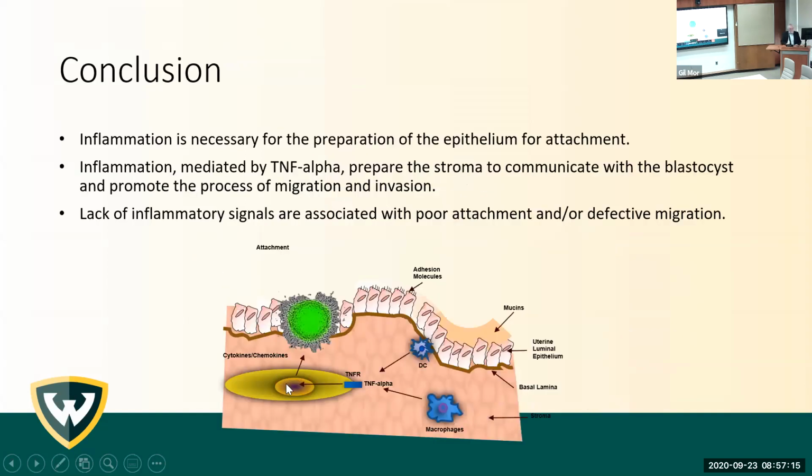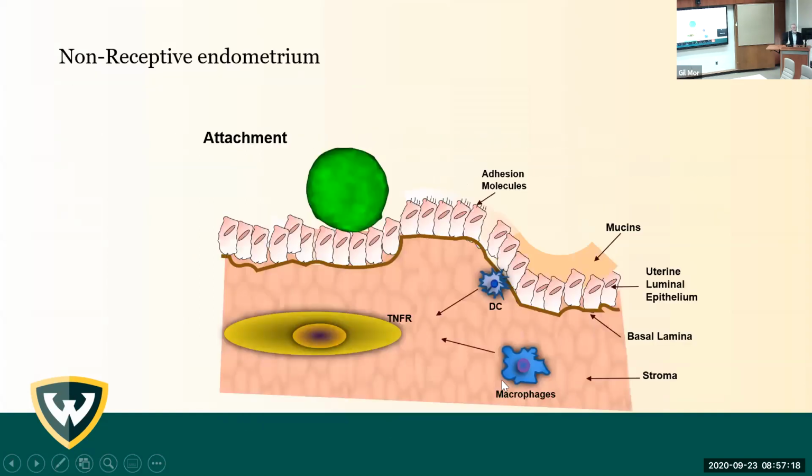If TNF-alpha is not expressed there, or if the stroma cells are not able to respond to the TNF-alpha because they lack the TNF-alpha receptor, or if there is excessive inflammation here with a different type of cytokines, the embryo can attach, but it will not penetrate. The blastocyst will attach, but it will not penetrate. And there will not be migration or implantation.